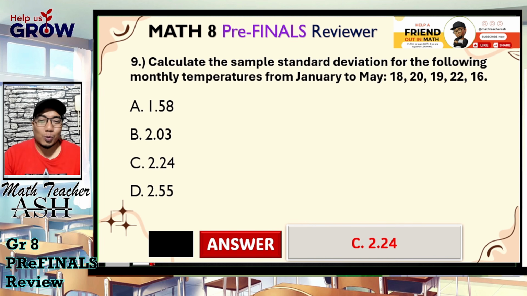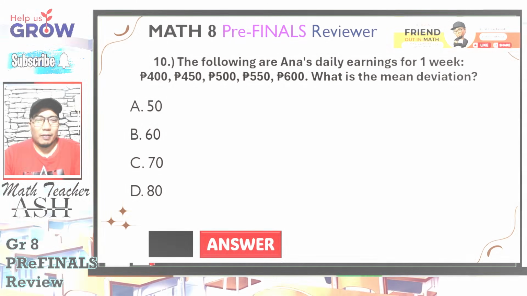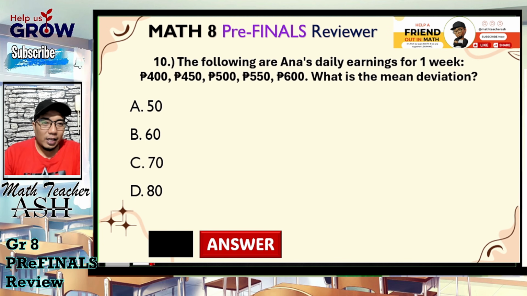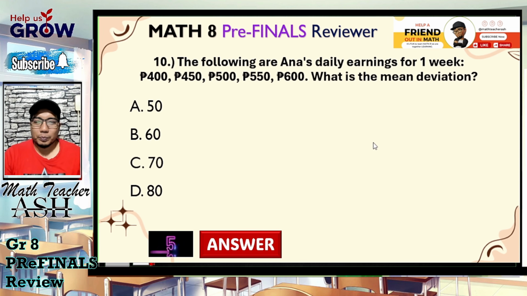Now let us go to question number 10. The following are Anna's daily earnings for 1 week: 400, 450, 500, 550, and 600. Question, what is the mean deviation? Is it A, 50, B, 60, C, 70, or D, 80? I'll give you 5 seconds to think about your answer.